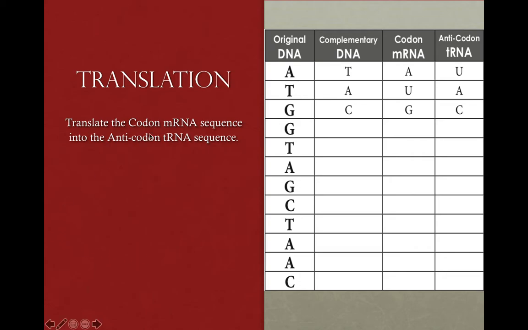So here's an example of this. Now, we've already done the complementary strand and the codon strand. And so really all you're going to do is the same thing for the tRNA. What pairs with A? U. What pairs with U? A. What pairs with G? A C. And you just go on through the rest of it.